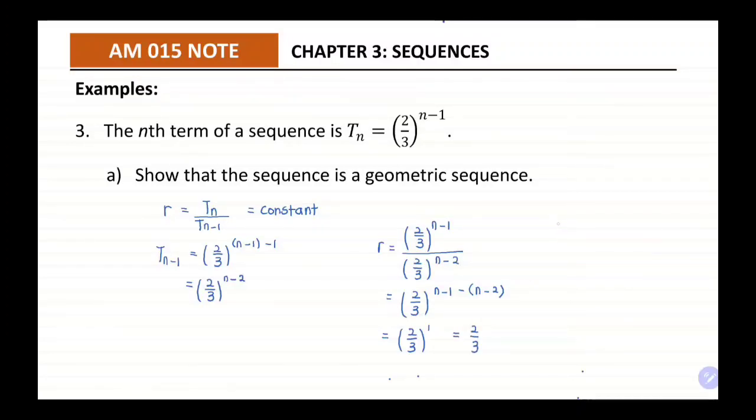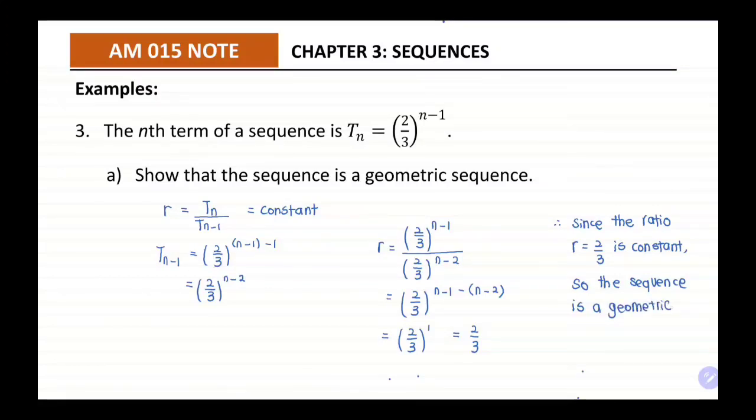Okay, then we conclude. Since the ratio r equals 2 over 3 is constant, so the sequence is a geometric sequence.